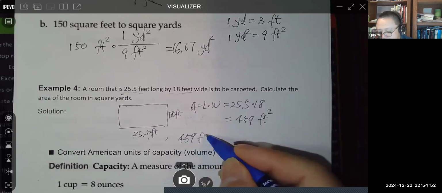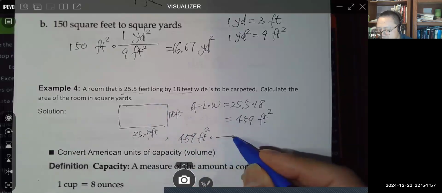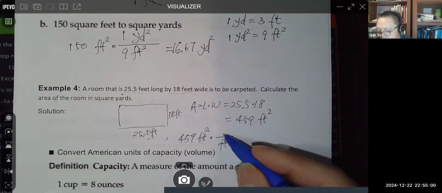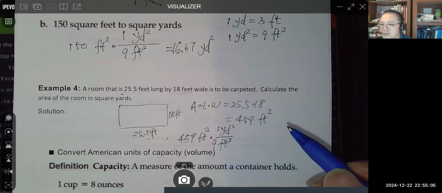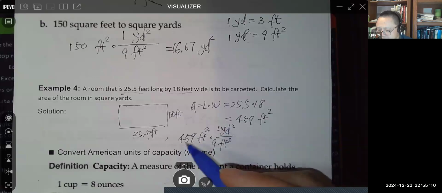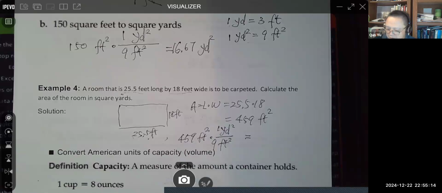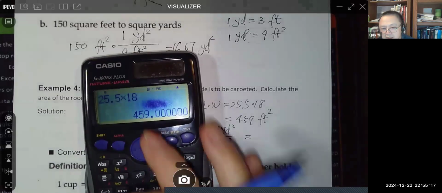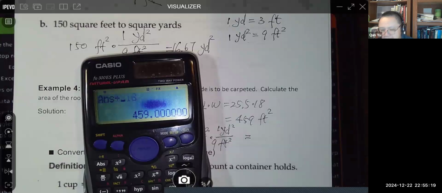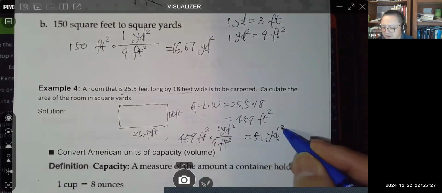459 square feet. That's why we learn unit conversion first before we do these application problems. So cancel square feet, get square yards. We already know 1 square yard equals 9 square feet. Look at here, right? So we don't need to multiply by 1. So 459 divided by 9 is going to be a whole number, like 51. So 459 divided by 9, 51. So this is 51 square yards. That's our answer.